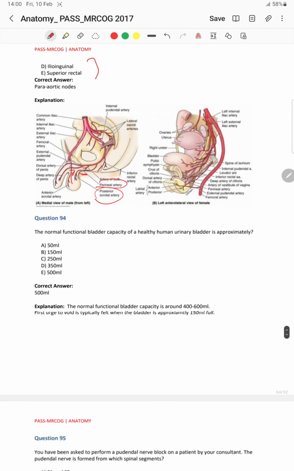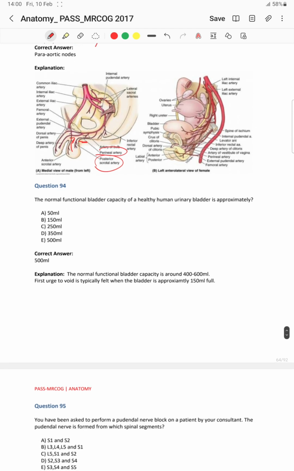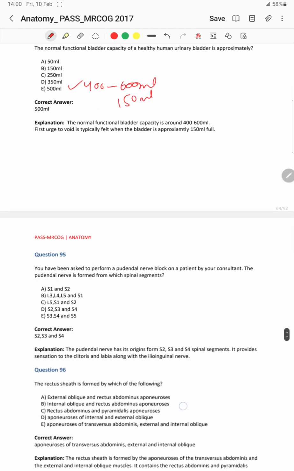Question number 94, the normal functional bladder capacity of a healthy human urinary bladder is approximately 500 ml, and the range is between 400 to 600 ml. The first urge to void is typically felt when the bladder is up to 150 ml filled.